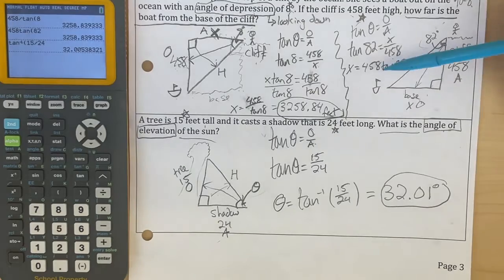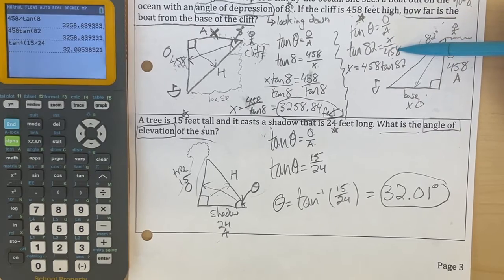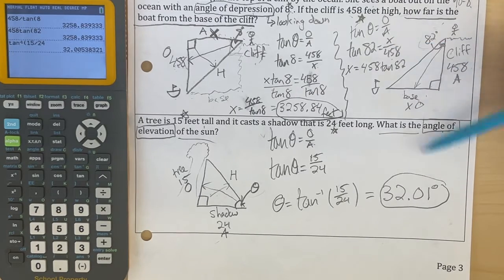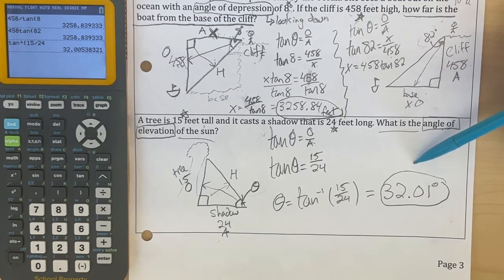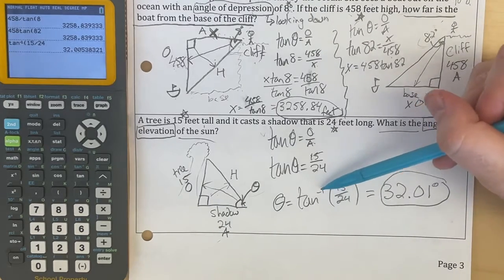Again, if you're looking for a side length, make sure you just set up normally, multiply both sides by that denominator to get x by itself. If you're looking for the angle, make sure that you're using that inverse trig function.